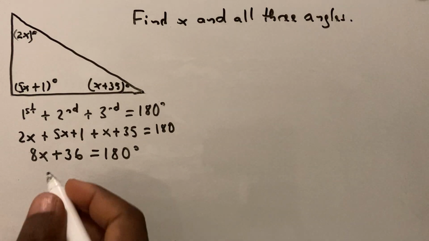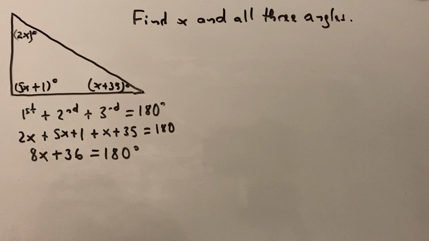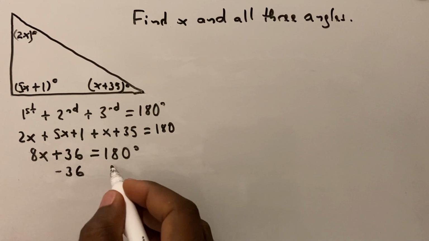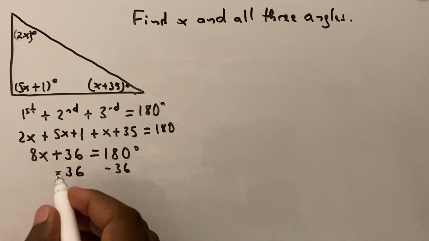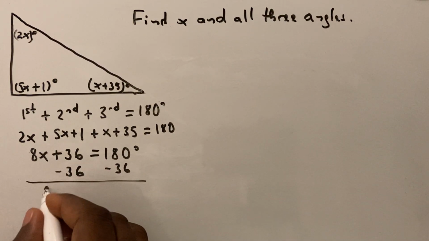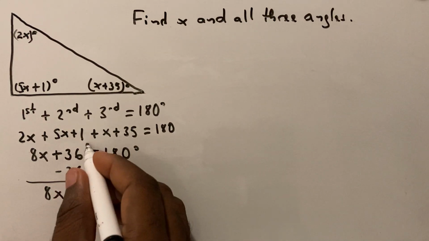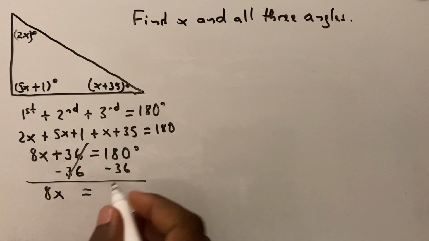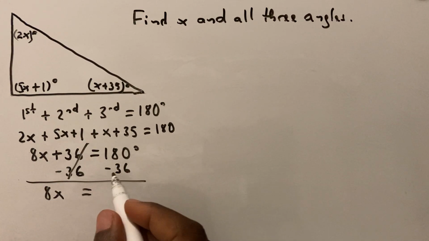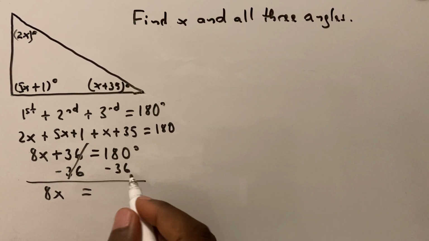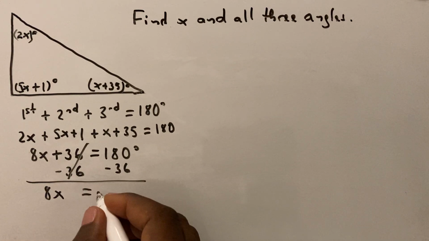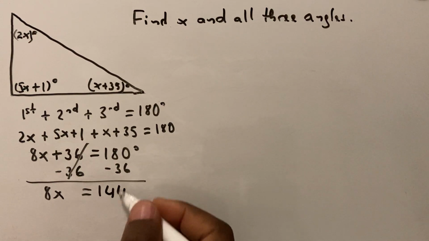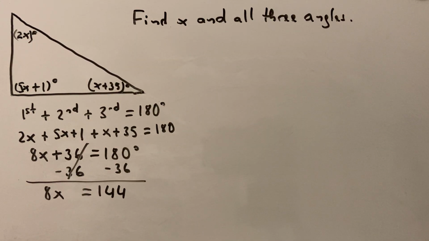Now all you have to do is solve for x. I'll subtract 36 from both sides, then I'll get 8x, since the 36 here is canceled out. Now this right here is 180 minus 36. That's 144, because you know 36 plus 144 is 180.